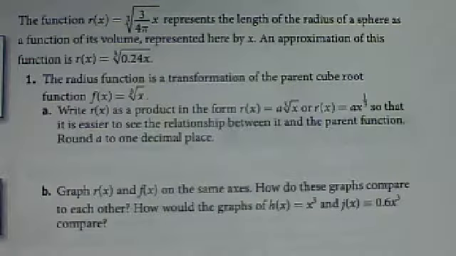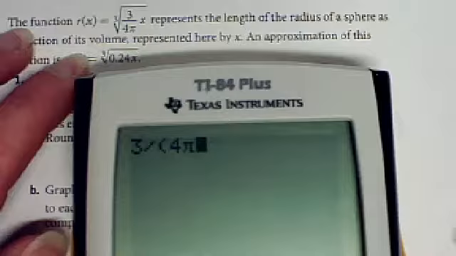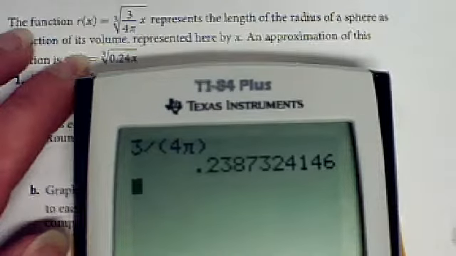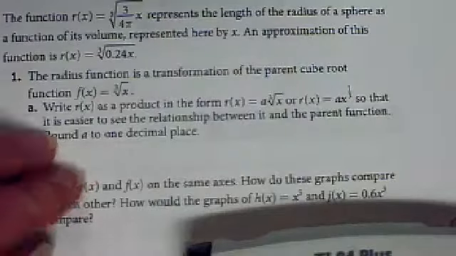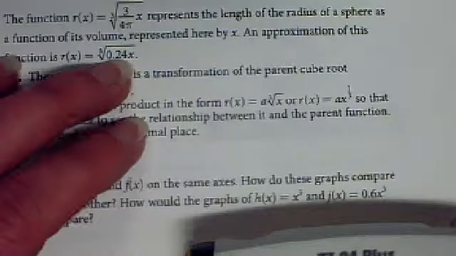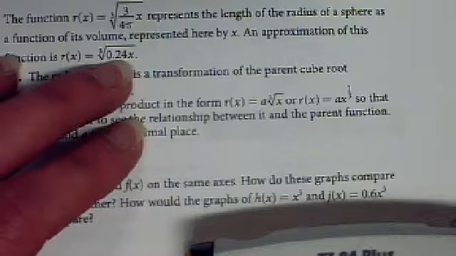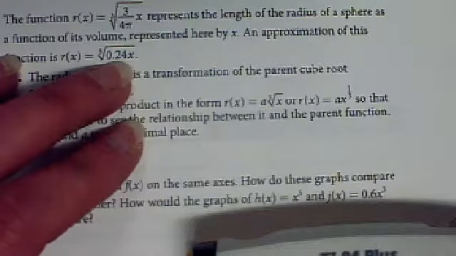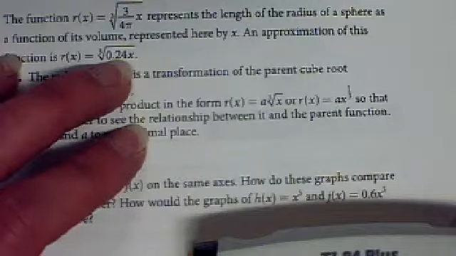So just to clarify what they did there, they went ahead and simplified that fraction, 3 divided by 4 pi, and got 0.24. And that is an approximation because it is rounded. And let's think about kind of what we did last time. We really don't like worrying about horizontal shrinks and stretches. It's a lot easier to deal with vertical shrinks and stretches.